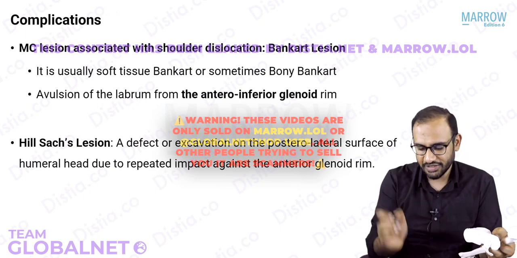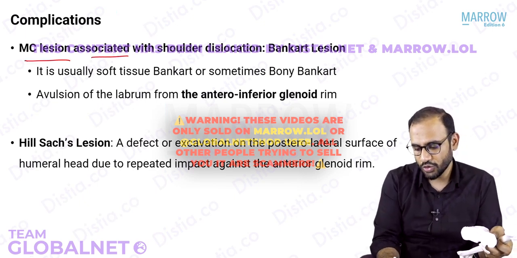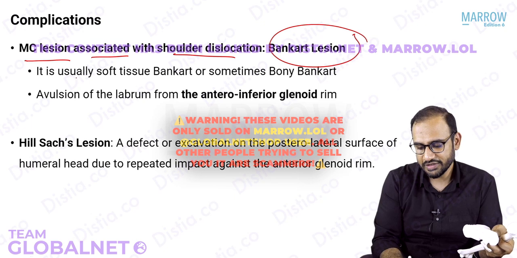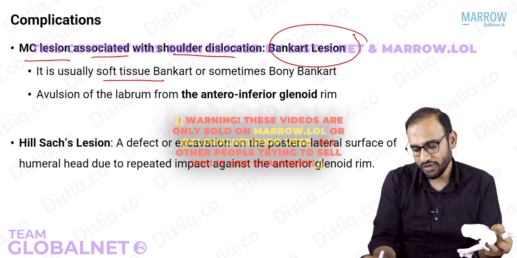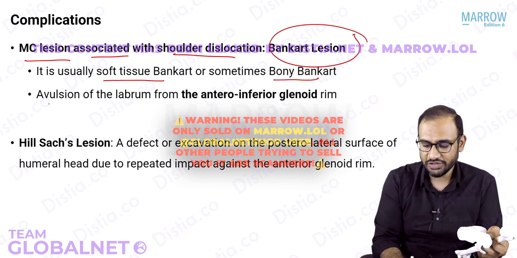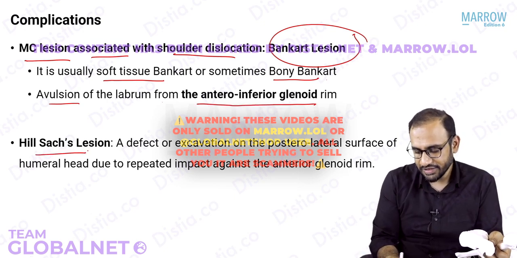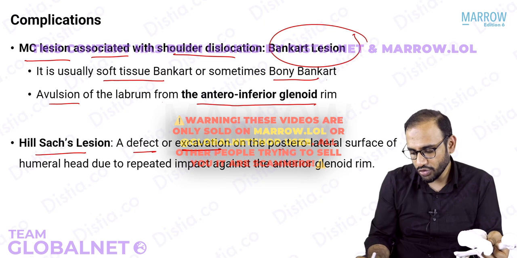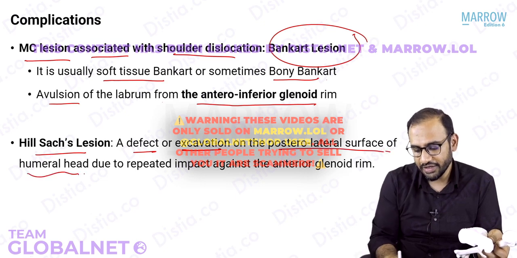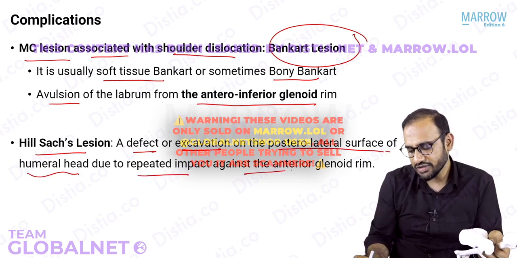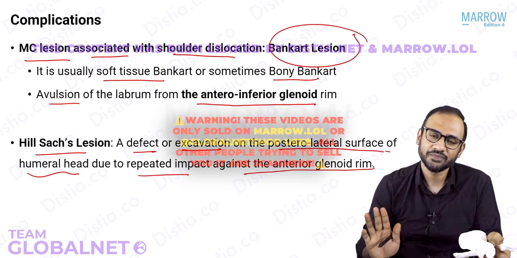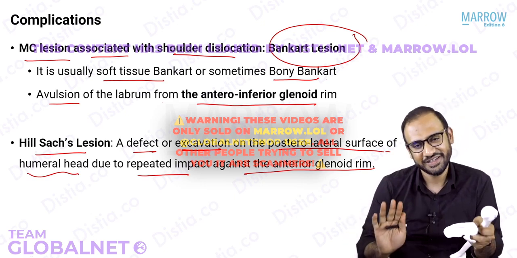Everything I said is written here. The most common lesion associated with shoulder dislocation is Bankart. It is usually a soft tissue Bankart or sometimes a bony Bankart. It's an avulsion of the labrum at the anterior inferior glenoid rim. Hill-Sachs lesion is a defect or excavation on the posterior lateral surface of the humeral head due to repeated impact against the anterior glenoid rim. Okay. Everything I have said, I have explained.